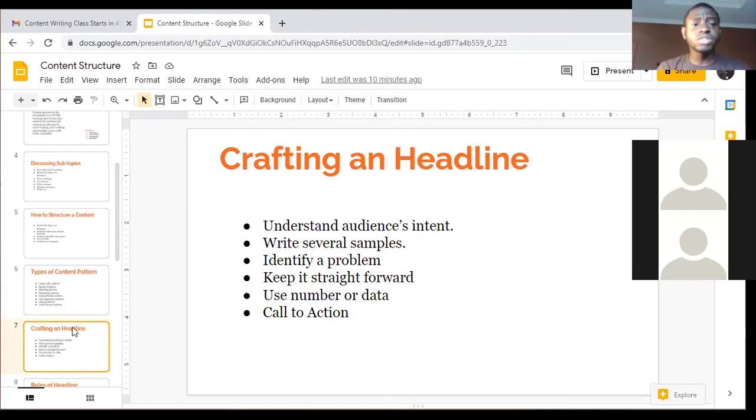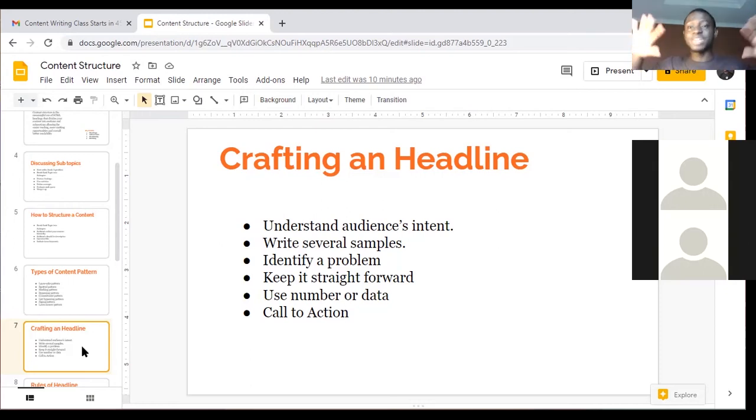So now we go into crafting a headline. Headline is super important. You can imagine seeing a link to a post without a headline. Who's even going to read it? Nobody, right? So your headline is like a window into your content, right?